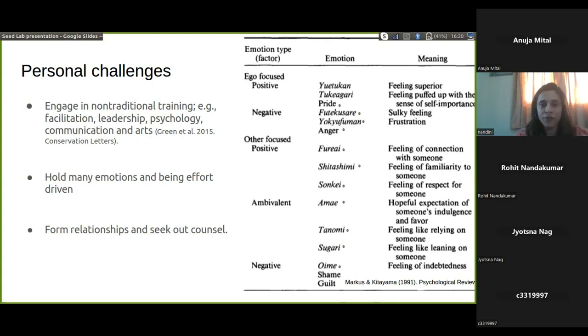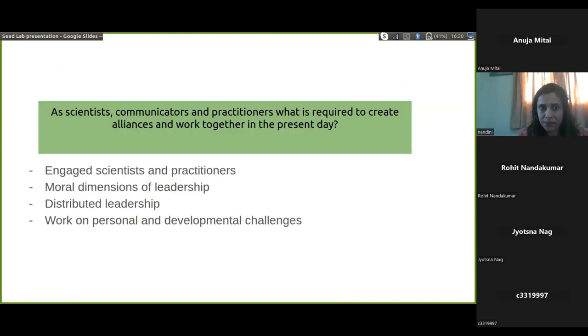You're holding a lot of these things together. You're forming relationships, but you also don't know how do I seek counsel? Do I need to seek counsel at all? So we also have a lot of personal developmental challenges that we face.